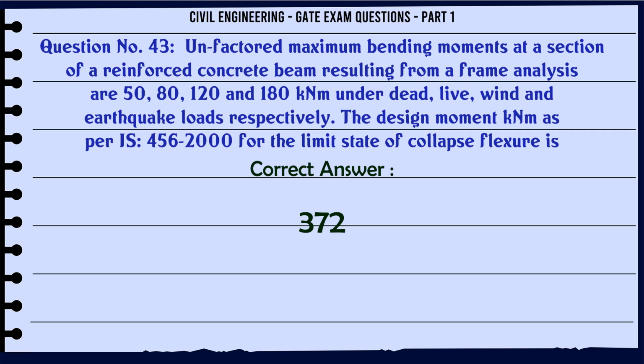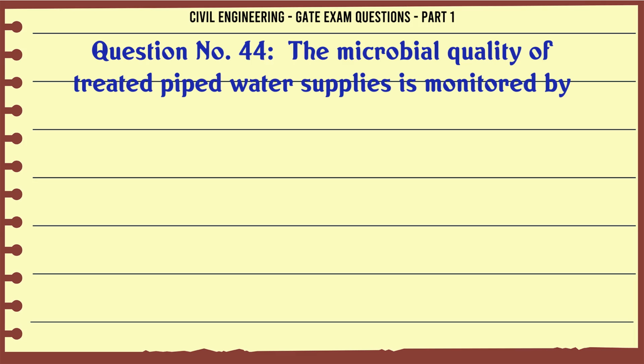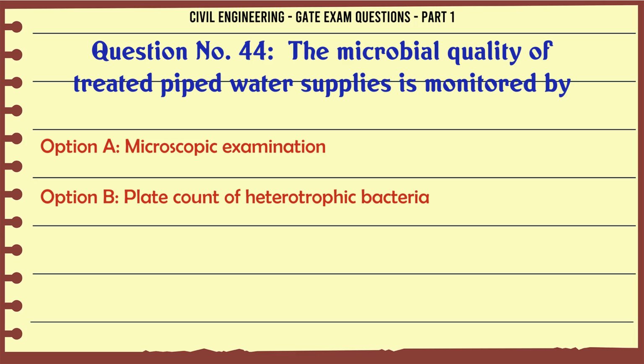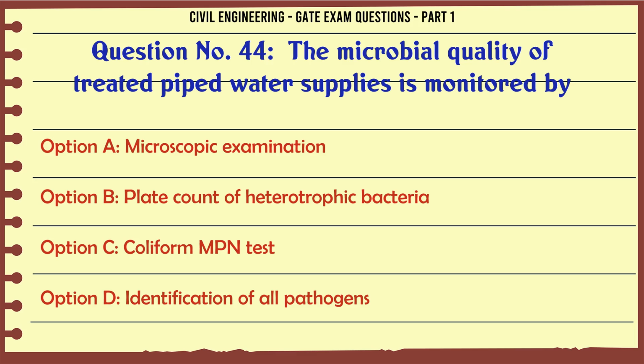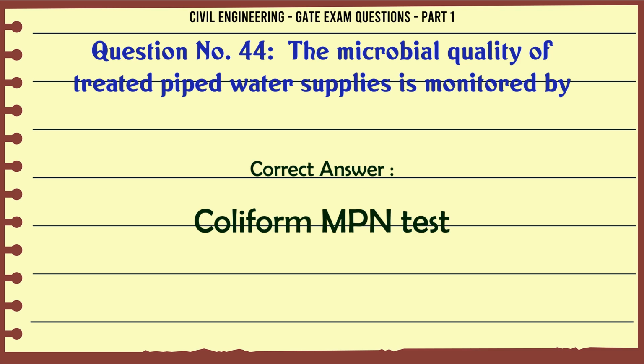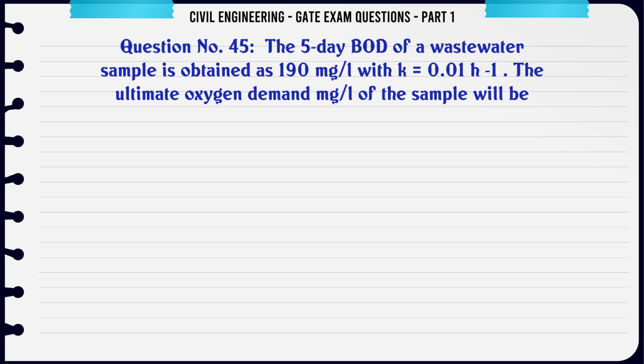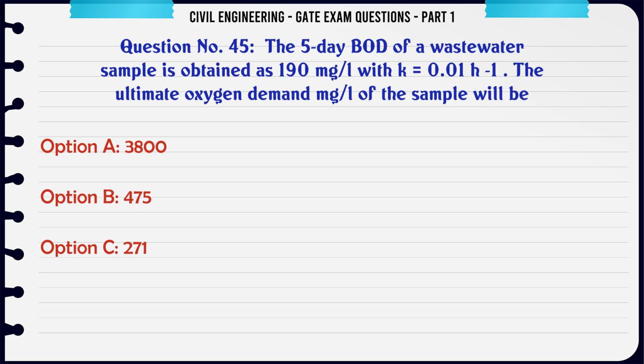The microbial quality of treated piped water supplies is monitored by: A, microscopic examination; B, plate count of heterotrophic bacteria; C, coliform MPN test; D, identification of all pathogens. The correct answer is the coliform MPN test.